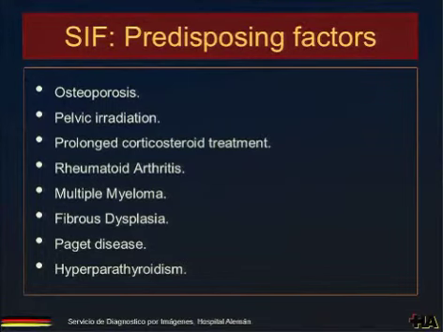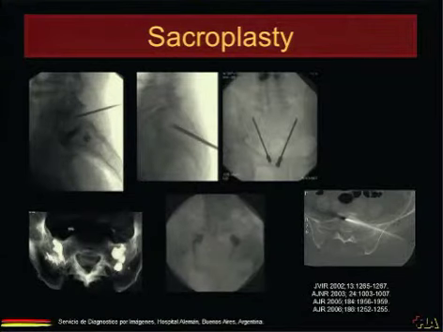And the factors that predispose to this condition, this weakness of the bone, are osteoporosis, pelvic irradiation, prolonged corticoid treatment, rheumatoid arthritis, myeloma, Paget's disease, and hyperparathyroidism.